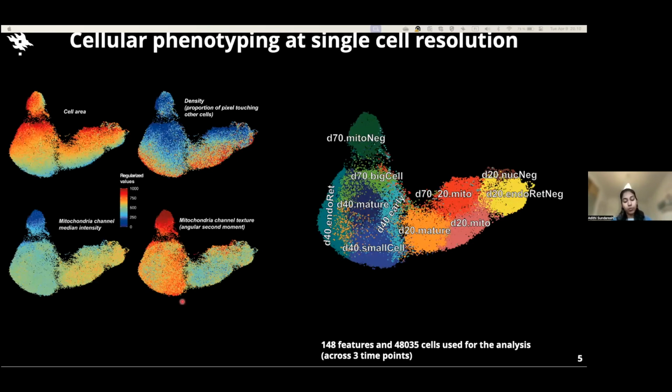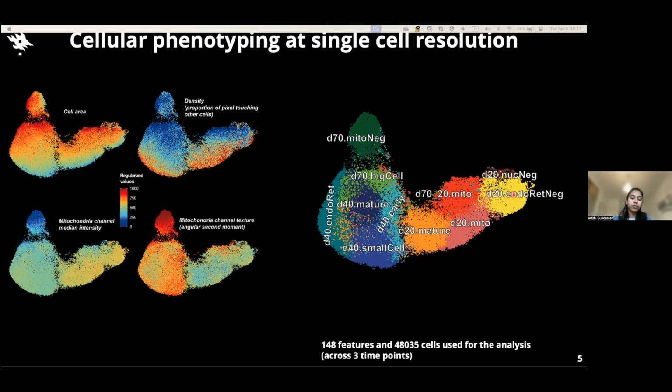On both sides, this is the UMAP from the cell painting data. Each point here is a cell, and on the left, these are just different examples of the cell painting features that are projected onto the UMAP, things like the area, the density of the cells, or from the mitochondrial channel, the intensity or the texture. And then on the right is the same UMAP, but now annotated based on the clustering. And we actually went ahead and named these clusters based on what morphological features were the best markers of each of the clusters, as well as the time point that was the most heavily represented in that cluster.